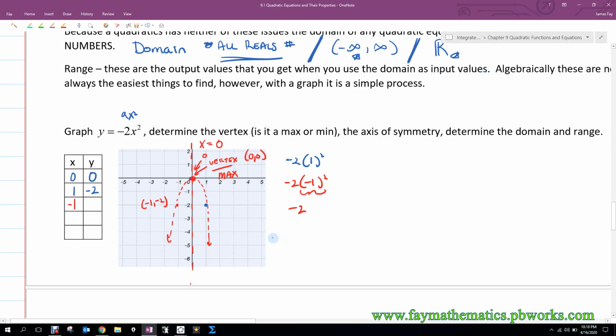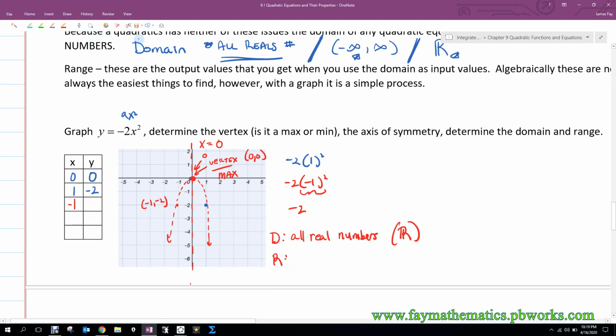When I do the domain, I'm just going to say D for domain. I'll put a colon here, and I'm going to say, either in words, all real numbers, or if you want to, you can write that in symbols. My range is a little bit different.